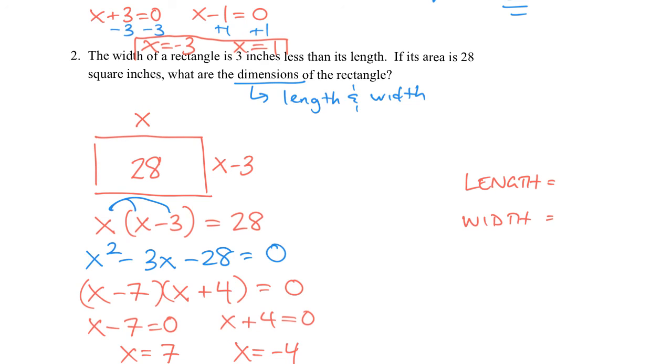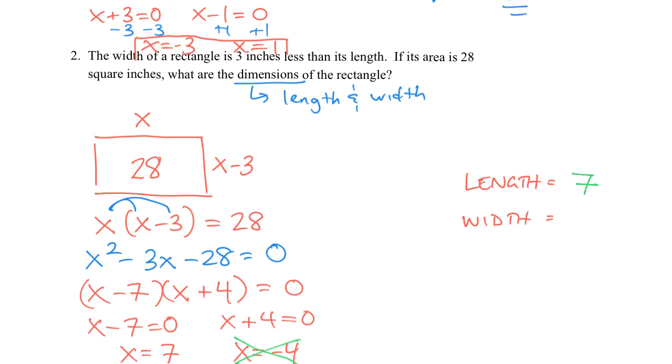Okay, so which of these is the length? Well, here's the thing. This solution, negative 4, you can't have a length of negative 4. We call that an extraneous root. Extraneous means extra. We don't need it. You can't have a negative length. So that means our length is 7.